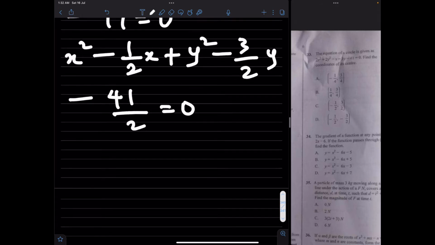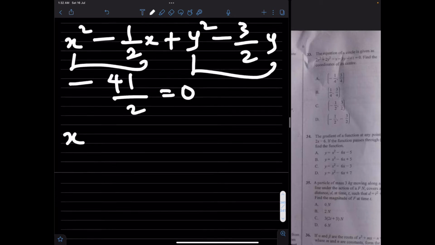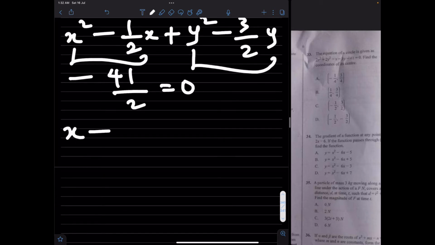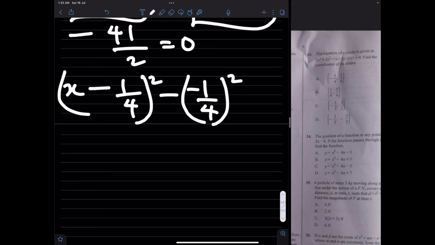And that's the same as, now I can complete the square for this: for x squared minus half x and y squared minus 3 over 2y. To complete the square for x squared minus half x, that's going to be x minus half the coefficient of x, that's 1 over 4, all squared, minus the square of half the coefficient of x, which will be minus the square of minus 1 over 4. That's how to complete the square.